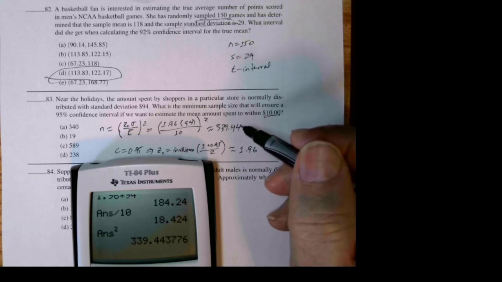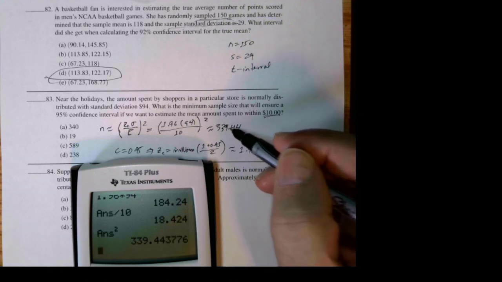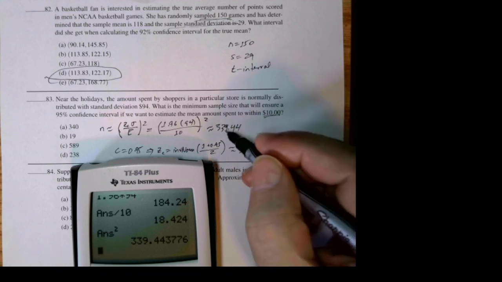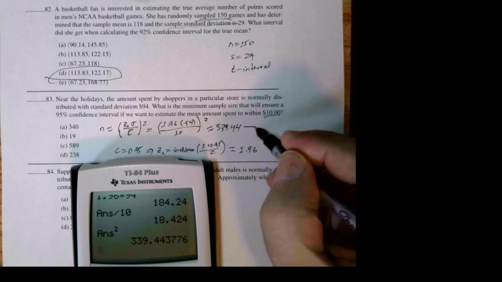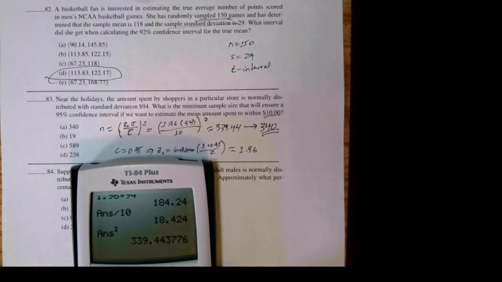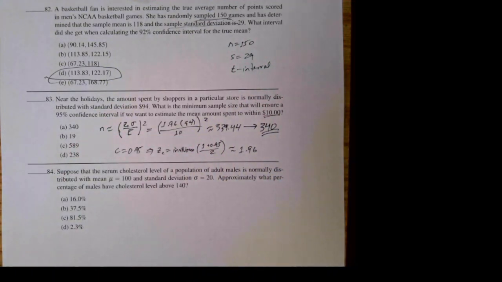And when you do minimum sample size, you have to round up. Even if it's 339.0001, you have to round it up to 340. So 340 is the minimum sample size here.